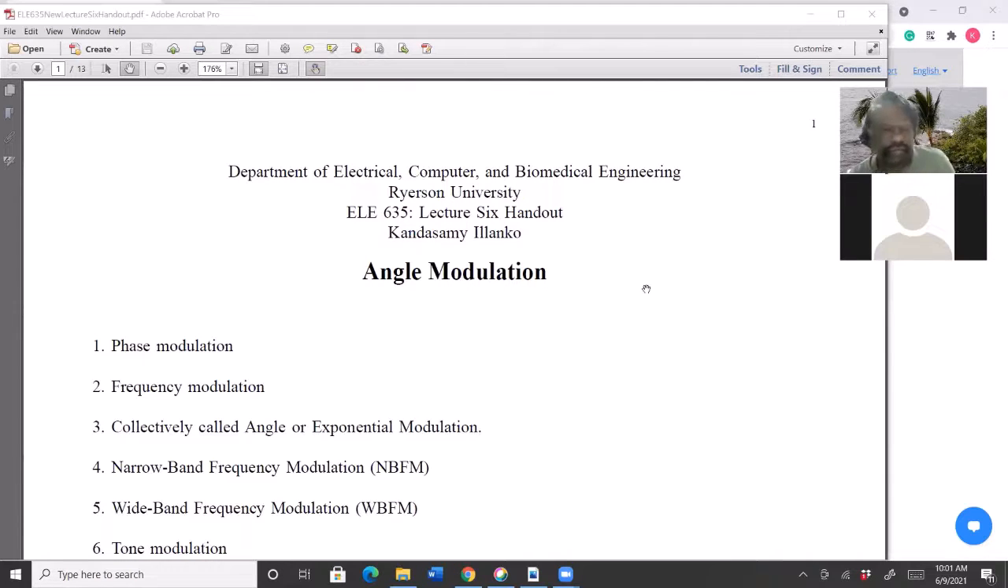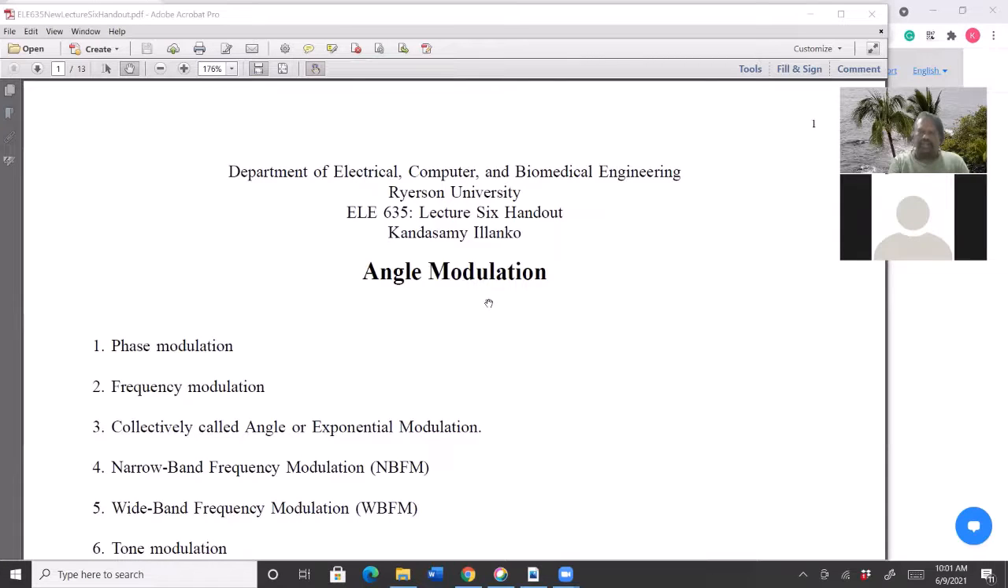Okay guys, so we are going to start the second major section. The major topic here is frequency modulation, but on the way to frequency modulation we will learn something called phase modulation. So basically, the topic is phase modulation and frequency modulation.